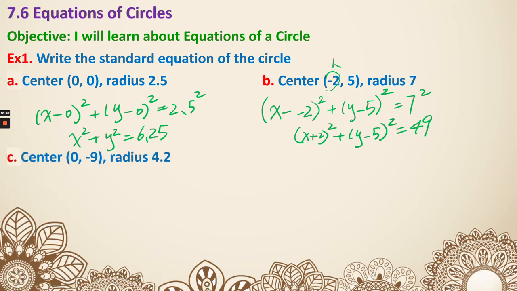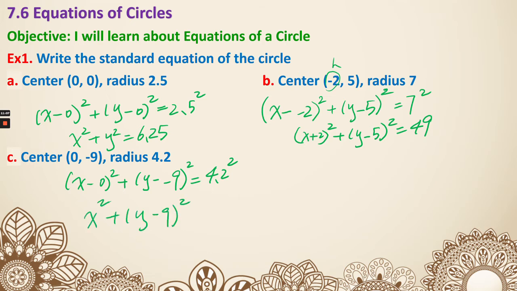That's B. Next, C. X minus 0 squared plus y minus -9 squared equals 4.2 squared. And now I actually need to simplify the whole thing. I still don't need to write that 0, so it's going to be x squared plus y minus 9 squared. And now I'm going to need to figure out what is 4.2 squared. That's 17.64.